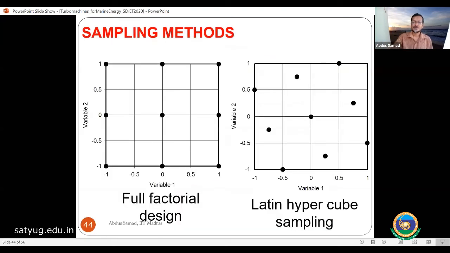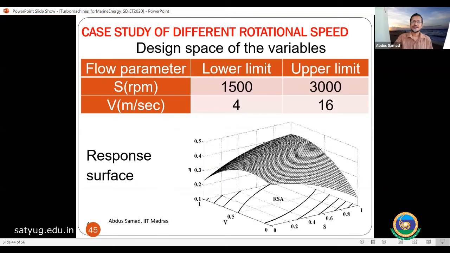For the sampling method we use different sampling techniques. One example is that we use two parameters for optimization: one is RPM, the turbine rotational speed, and the other is V, the air velocity from the OWC. From that we create a 3D response surface, and from the 3D surface we can get the optimal design.